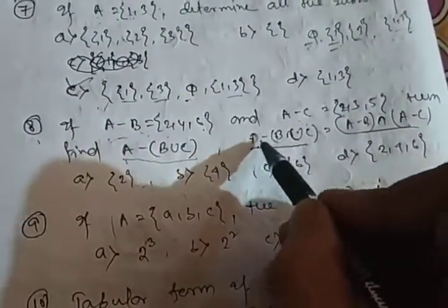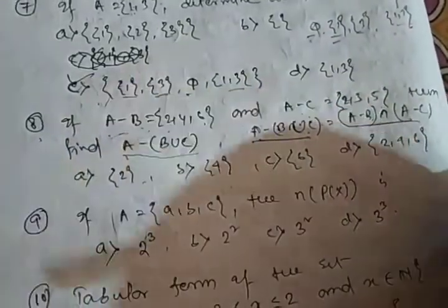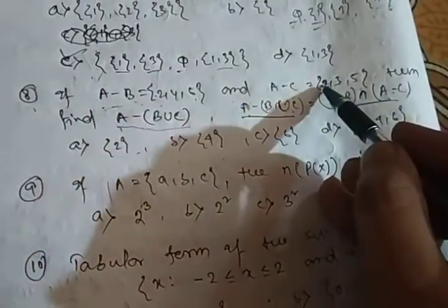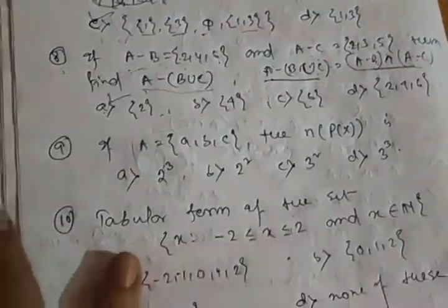Now remember this formula: A minus (B union C) equals (A minus B) intersection (A minus C). So A minus B is given {2, 4, 6} and A minus C is given {2, 3, 5}. So the intersection, the common elements of these two sets, is only the element 2. So the required answer will be option A.